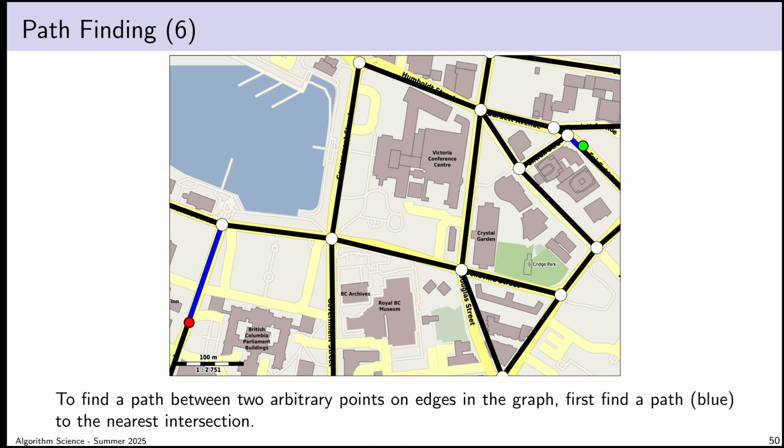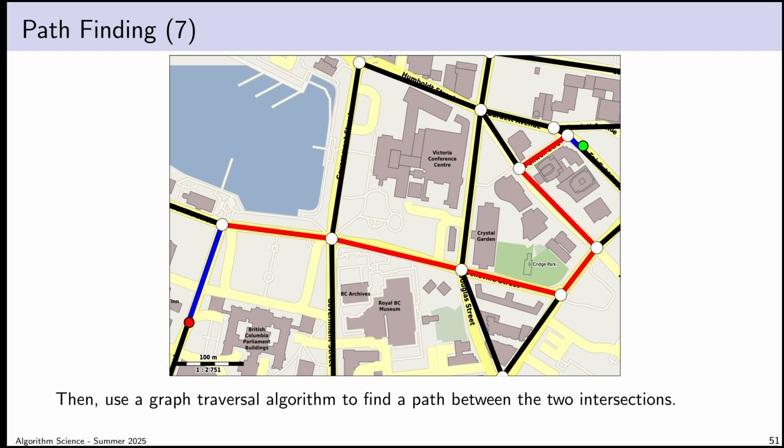Okay, so to find a path between two arbitrary points that lie along edges, the first thing I think I should do is find a path from each of my arbitrary points to the nearest intersection. Okay, so I do that, and then once I've done that, I have two vertices, and I want a path between them. So I could use some graph traversal algorithm to find a path between my two intersections. Now, notice how it doesn't suggest DFS or BFS. You could use either of them.